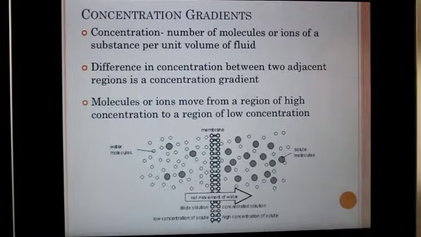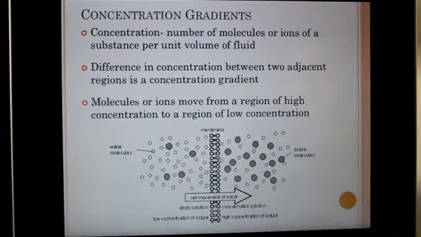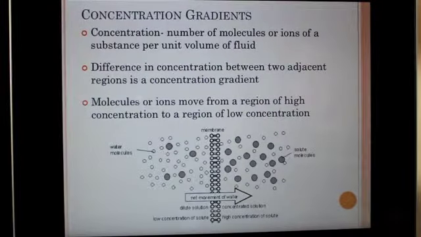So how does this kind of work? Have you guys heard of concentration gradients? Well, concentration is the number of molecules or ions of a substance per unit volume of fluid. The difference in concentration between two adjacent regions is a concentration gradient. Molecules or ions move from a region of high concentration to a region of low concentration.